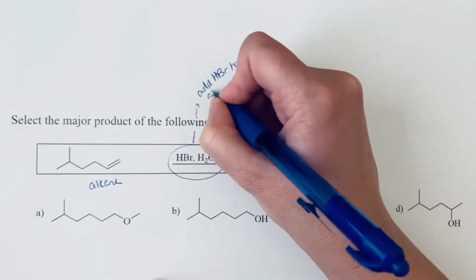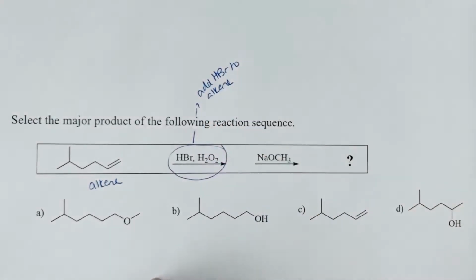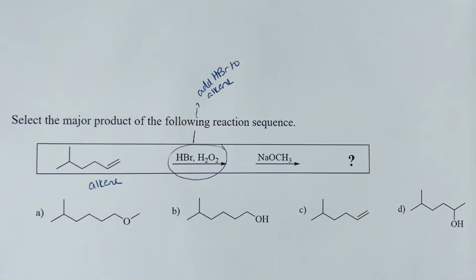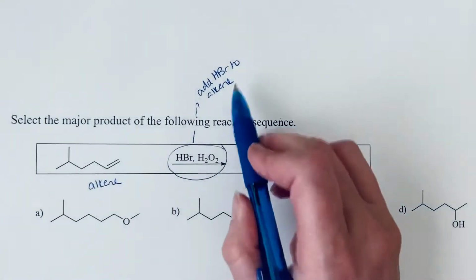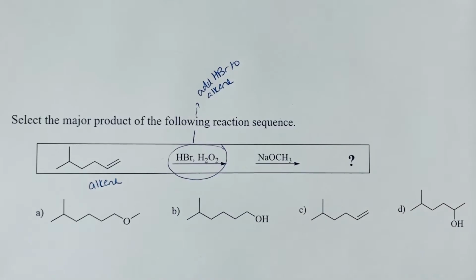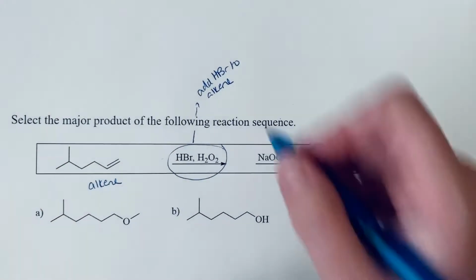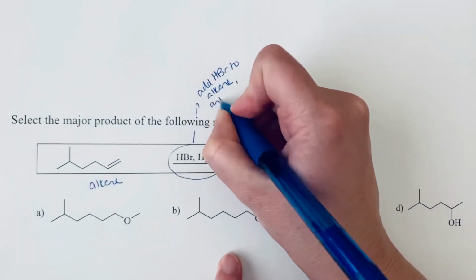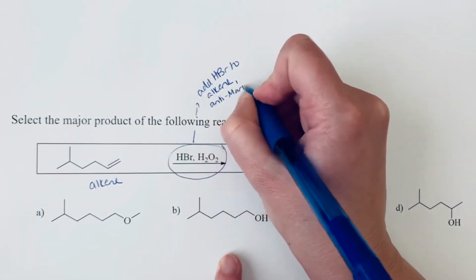to your alkene. So it's going to add a hydrogen to one of the carbon atoms of the alkene, a bromine to another carbon atom. The presence of the peroxide in there indicates to us this is undergoing a radical reaction, and it ends up giving us an anti-Markovnikov addition of HBr.